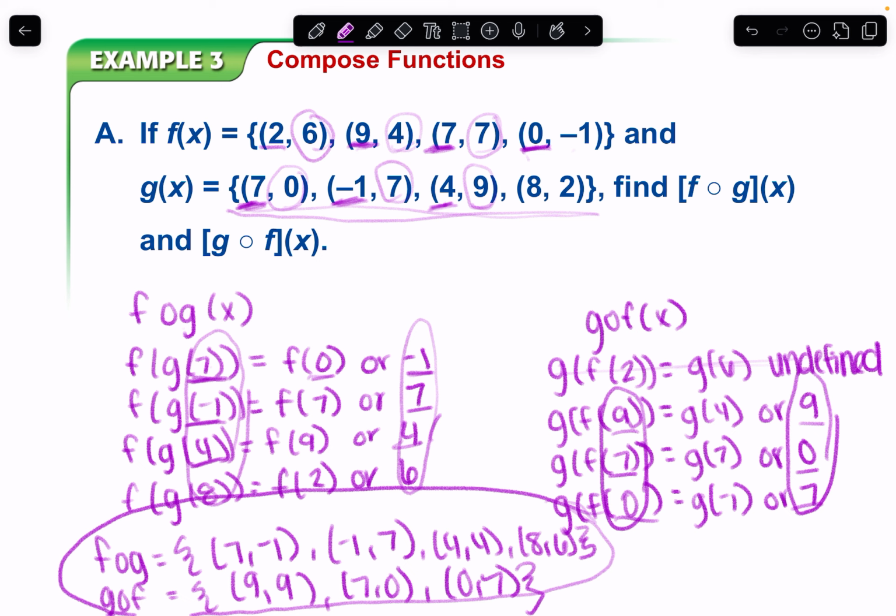If you find a different way to show your work or to think through it, this is the end goal. This is the in-between step of, I looked at g of f of x. This is then g of 7 is equal to 0. So I replaced that in, and now I'm looking at what is f of 0 and then writing the corresponding numbers. This is the in-between step to actually get to your answer that's over here.